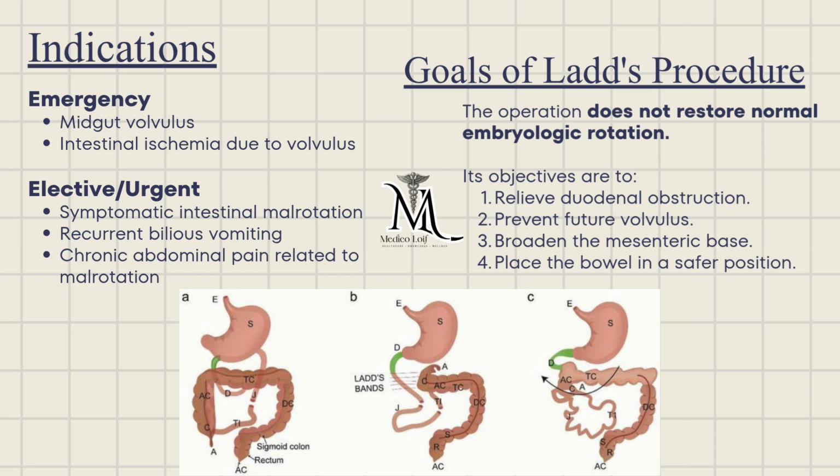Indications. Emergency: midgut volvulus, intestinal ischemia due to volvulus. Elective or urgent: symptomatic intestinal malrotation, recurrent bilious vomiting, chronic abdominal pain related to malrotation. Goals of Ladd's procedure. The operation does not restore normal embryologic rotation. Its objectives are to relieve duodenal obstruction, prevent future volvulus, broaden the mesenteric base, and place the bowel in a safer position.